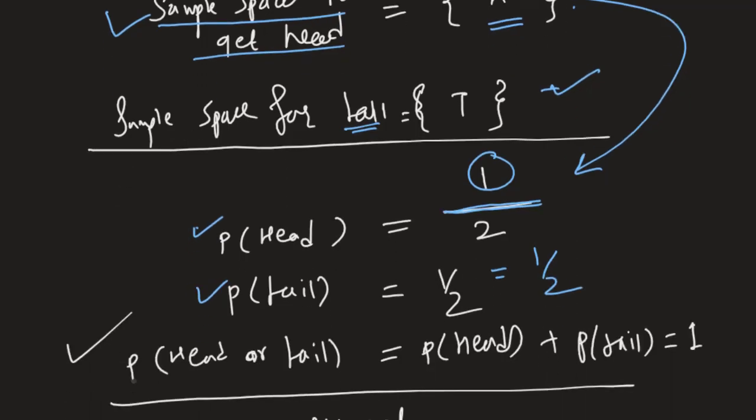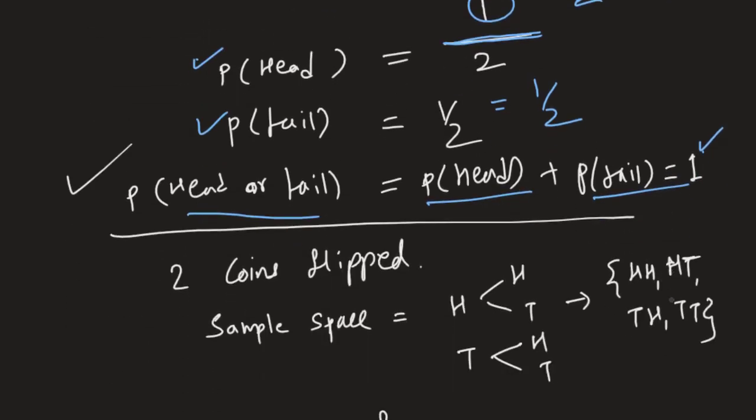And if you want to get the probability of getting head or tail, you can take the sum of these two probabilities, and that will come out to be 1. And that is logical as well, because when you flip the coin, the probability of getting head or tail is 100%, right? You will get either head or tail. That's why the probability is 1, which is 100%.